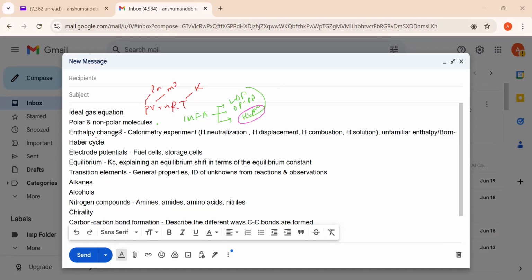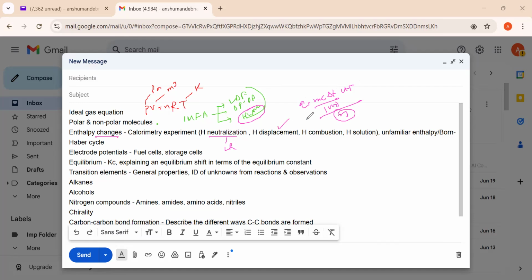Now come to the enthalpy changes. As I discussed in the earlier video, the calorimetry experiment, enthalpy of neutralization. Here we need the limiting reactant to divide by. Q is equal to mc delta T. We divide this by 1000, and we get kilojoules. Then we divide this by the number of moles, and we get the enthalpy change.